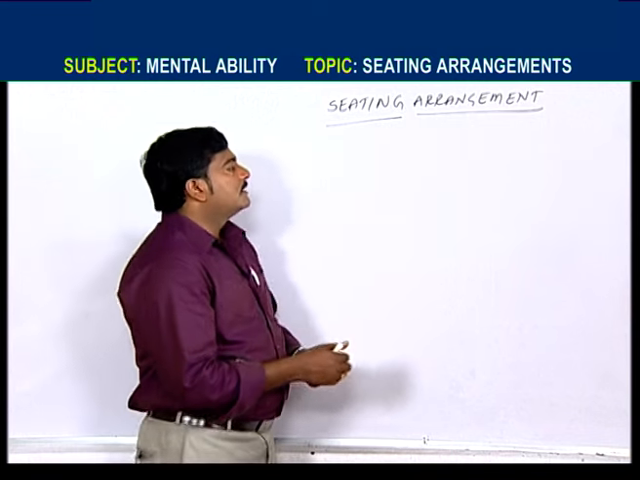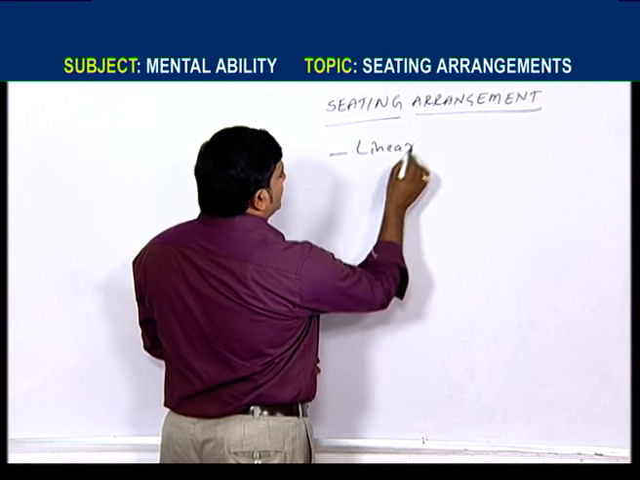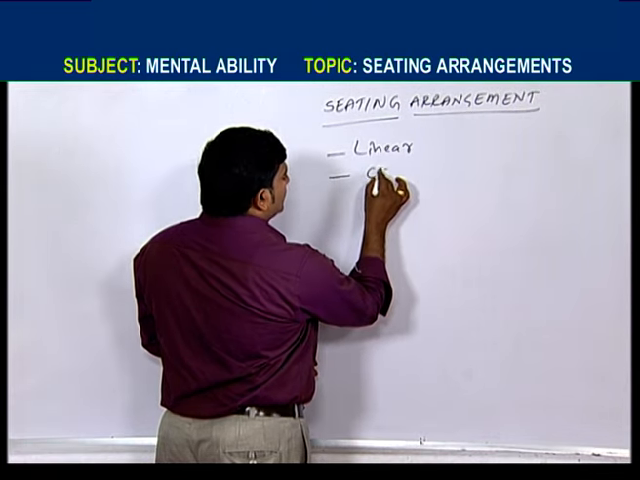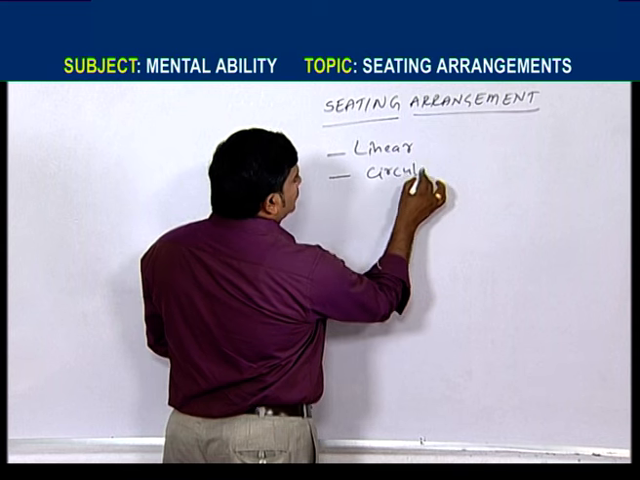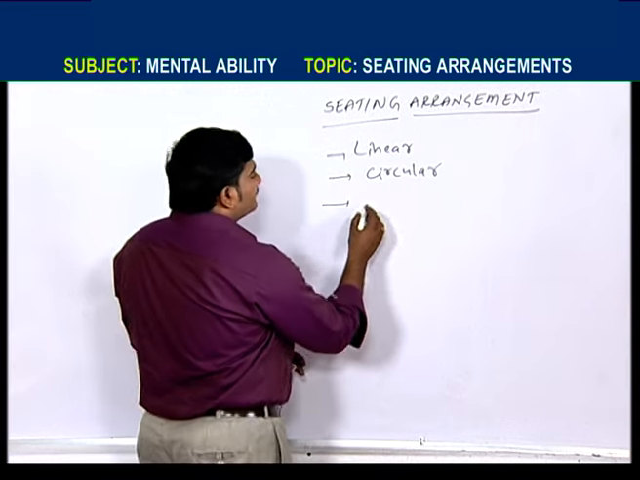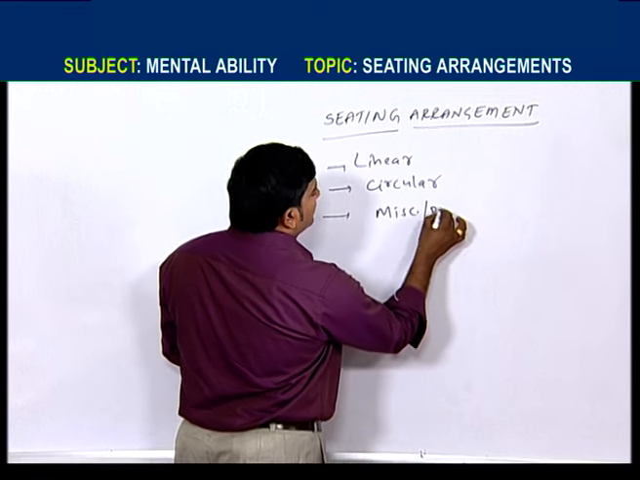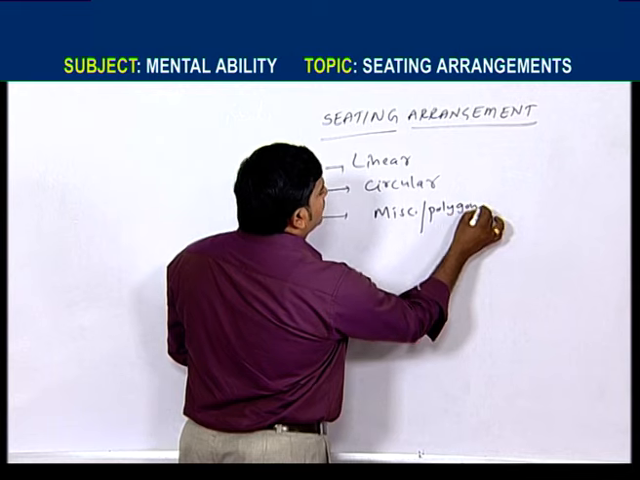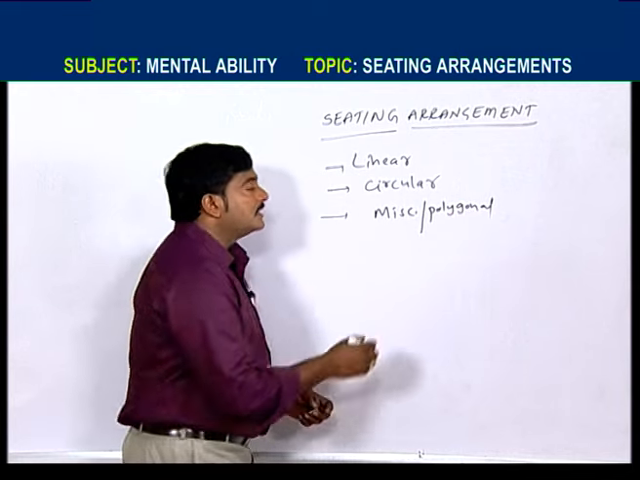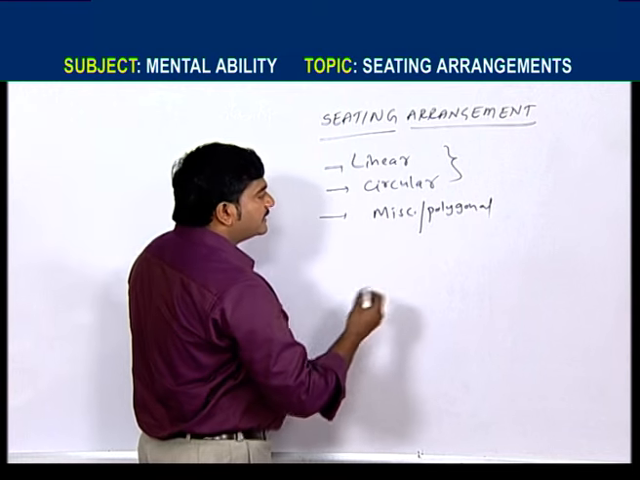Okay, so now what I told here? Linear arrangement. And the second one is circular arrangement. I already told you in the starting of the session, circular arrangement. And the next one is miscellaneous arrangement, or simply we can say polygonal arrangement. The main difference between these two is only one difference.